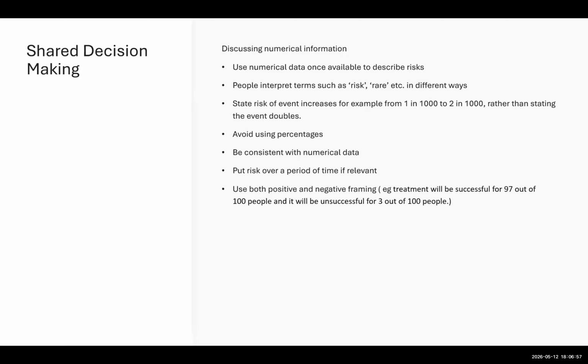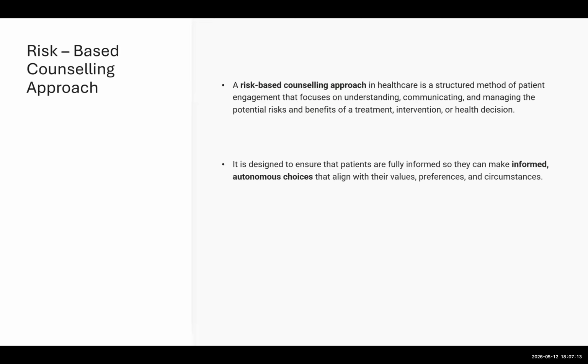Put risk over a period of time if relevant, so it puts things into context. And try to use both positive and negative framing. For example, the treatment will be successful in 97 out of 100 people, and it will be unsuccessful in about 3 out of 100 people. It would frame things better. All right, so I'll hand you all over to Kasmira here. She will go through the risk-based counseling approach.